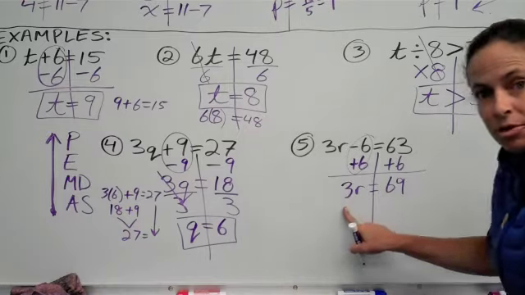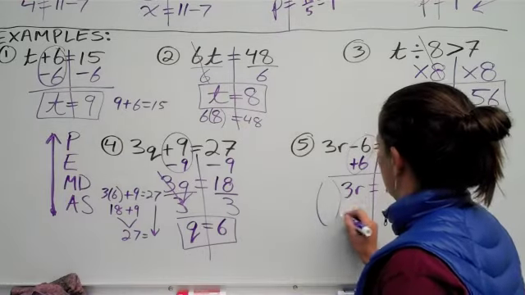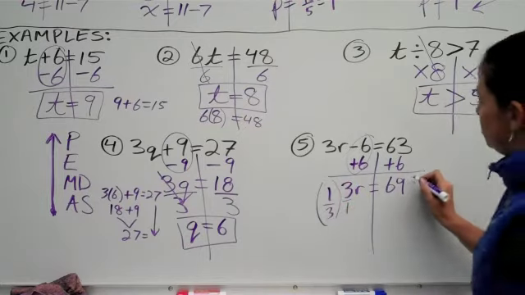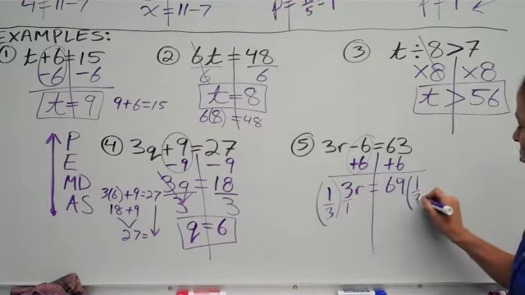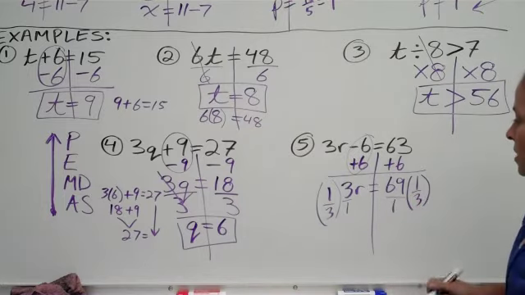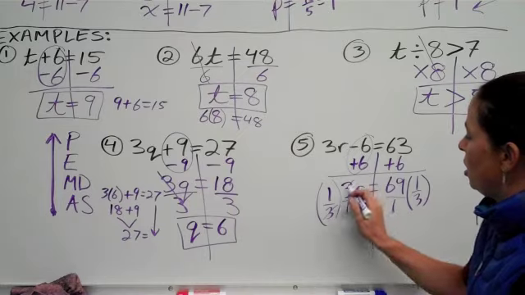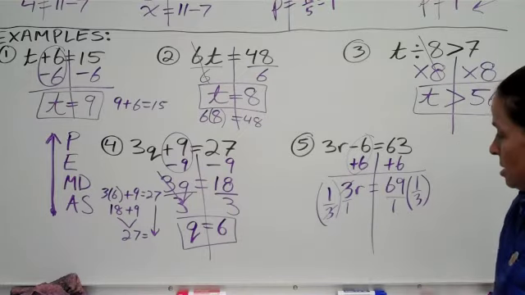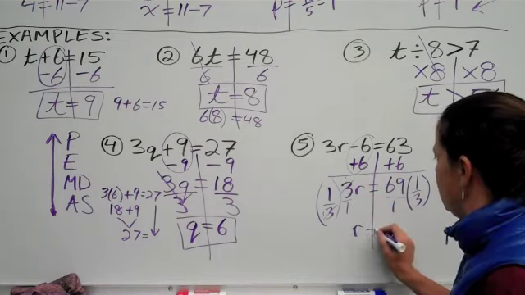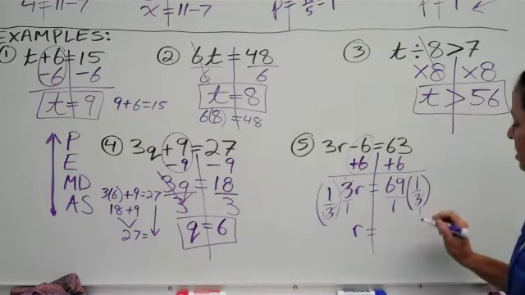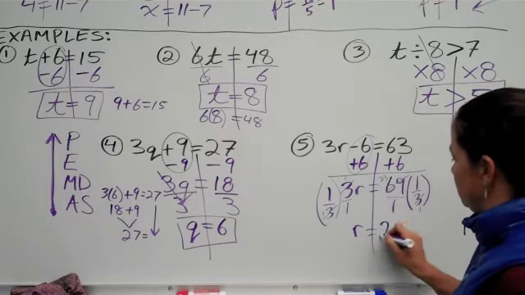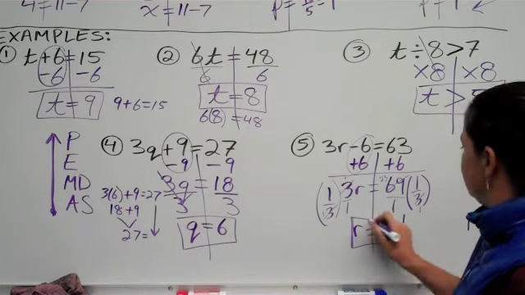What is the reciprocal of 3? Well, 3 is the same as 3 over 1, so the reciprocal is 1/3. So let's multiply this side by 1/3 also. And 69 can be the same as 69 over 1. If you are comfortable with cross-simplifying, you can cross-simplify. 3 goes into 3 once, 3 goes into 3 once, and I'm left with an r. And 3 goes into 3 once, and 3 goes into 69 23 times. And I have solved it.